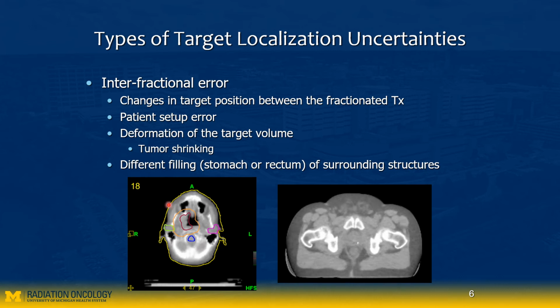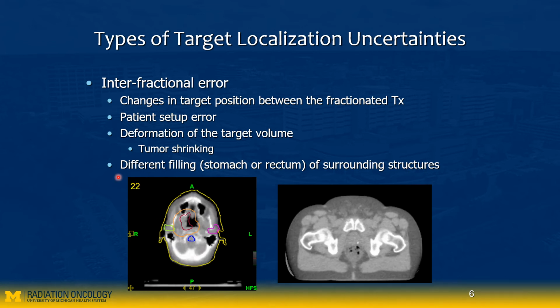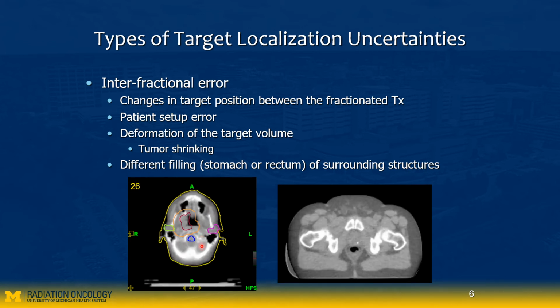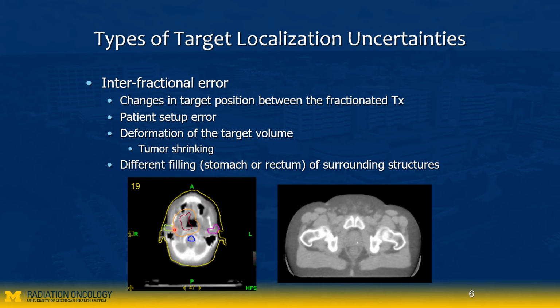In this example, you're looking at a head and neck treatment with daily CT, daily MVCT of tomotherapy. You might have noticed that the patient is losing weight. As the number of fractions increases, from fraction 1 through 35, the patient is losing weight. So that is considered interfractional error.